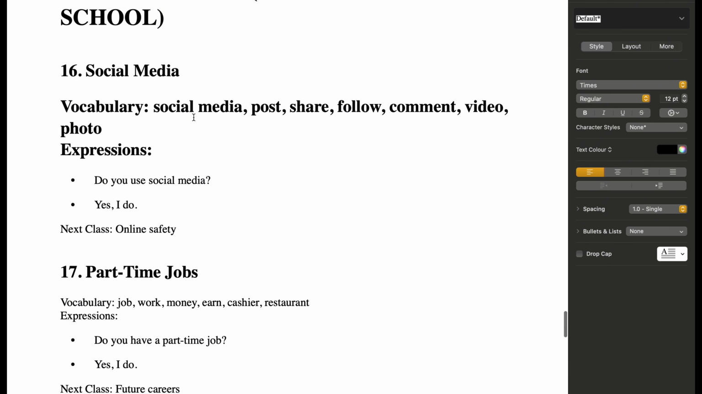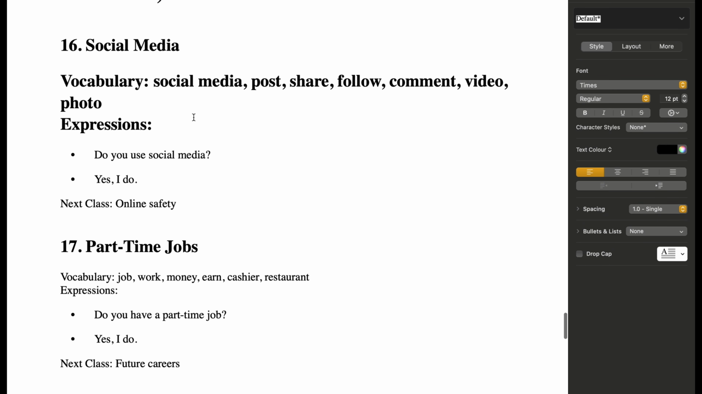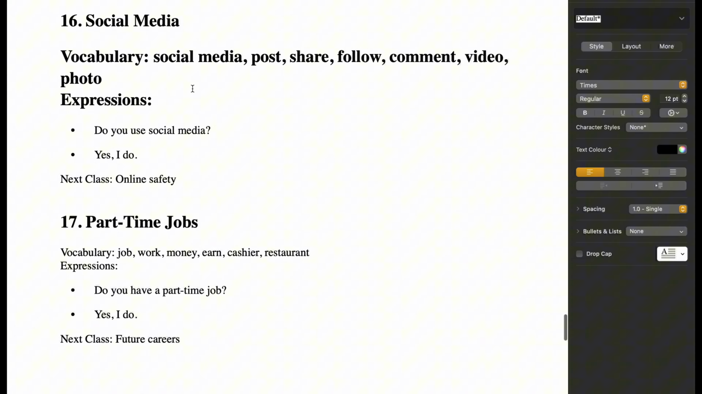I honestly have no idea what happens in middle school and how difficult the topics would be, but I just thought about something that middle school kids probably experience. I thought social media, right? You talk about social media. Do you have social media? Yes, I do. I have Instagram. Do you have social media? Yes, I do. I have Facebook. I have Twitter.